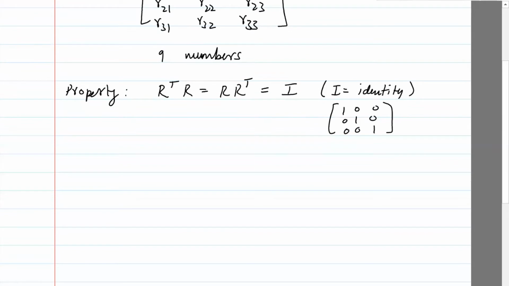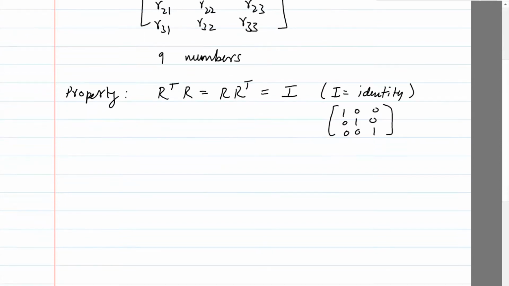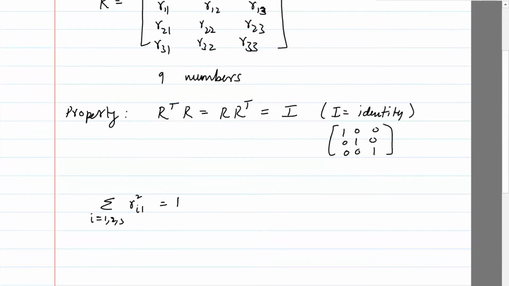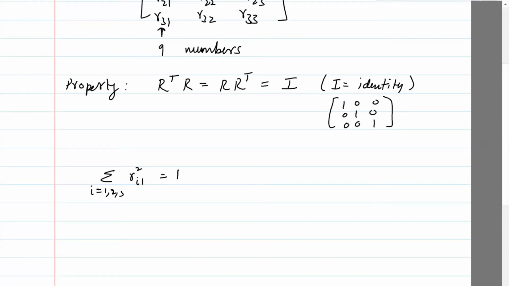Now, this condition actually imposes some restrictions on these small r's I wrote down, and those conditions are the following. The summation of r_i1 squared equals 1, where i goes over 1, 2, and 3. What that means is if you take R11 squared, R21 squared, R31 squared, you should get 1. Okay, so that will be this column. That comes only because of this identity.